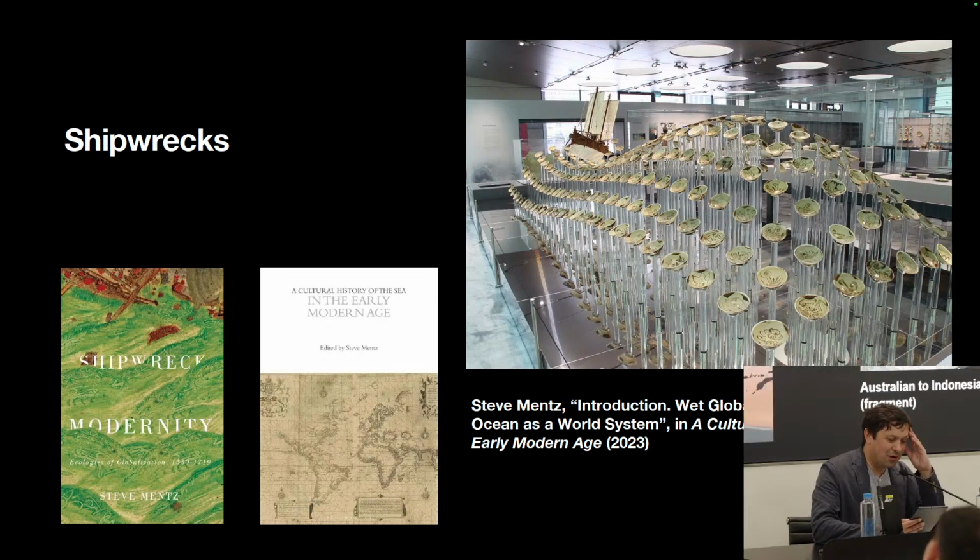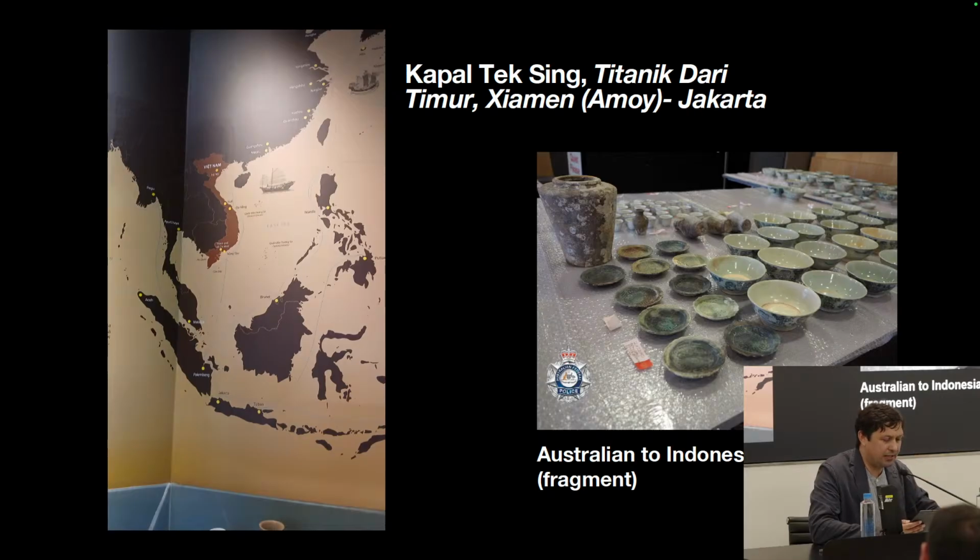A famous, relatively recent find here is the Kapal Tek Sing shipwreck. And I'm sorry, I just couldn't find the one of the displays that I wanted, that I saw just in the last month. But I was struck by it because it's a large Chinese junk that was sailing from Xiamen to Jakarta. The route itself is very interesting, of course, because it was a route that served migration.